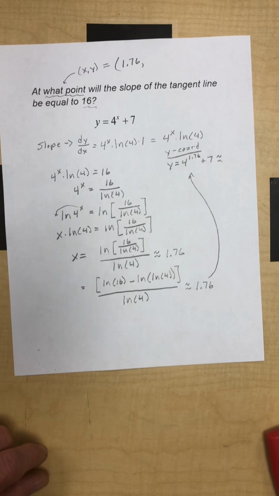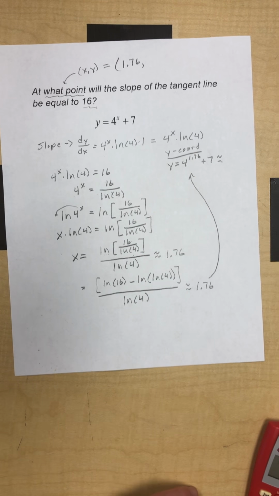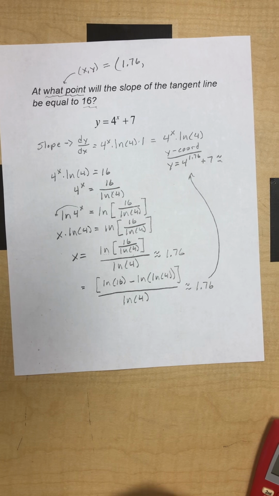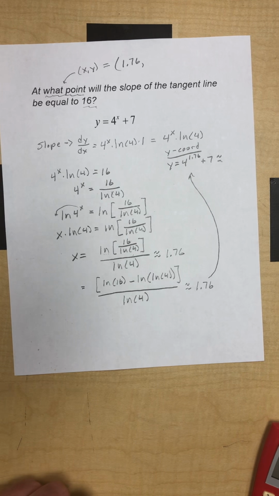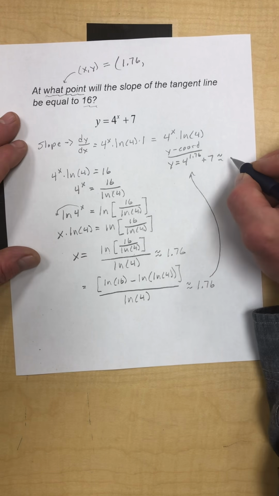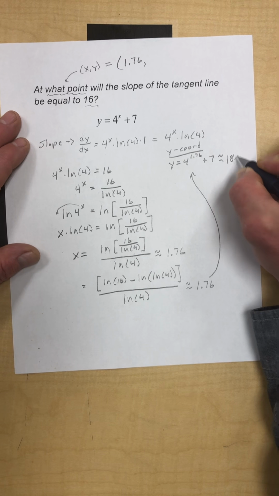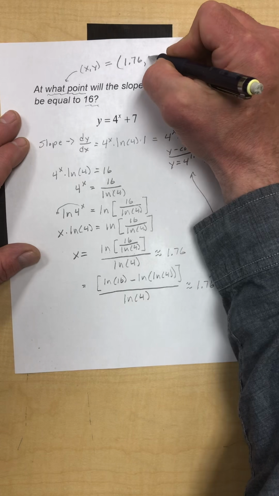You use your little caret there. I did it already, but I'll do it again just to make sure I got it right. So 4, my little caret, 1.76, hit enter, and then add 7. And we get 18.47, which I got the first time. 18.47. So that would be our y-coordinate, 18.47.